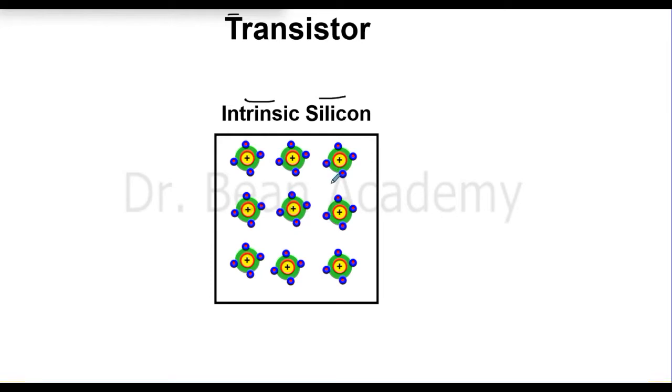Here I have intrinsic silicon. Intrinsic silicon means pure silicon, a block which is made of pure silicon atoms. You see that all of these are silicon atoms. Silicon has 4 valence electrons, and this is the way I show atoms. I only show the valence shell and the electrons in the valence shell, and the rest of the structure of the atom is hidden.